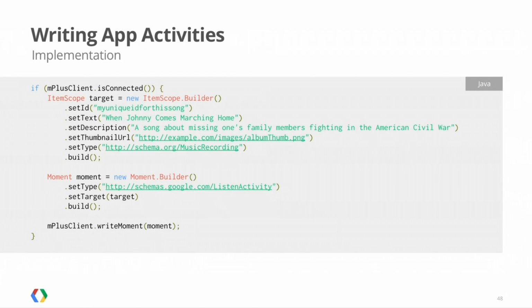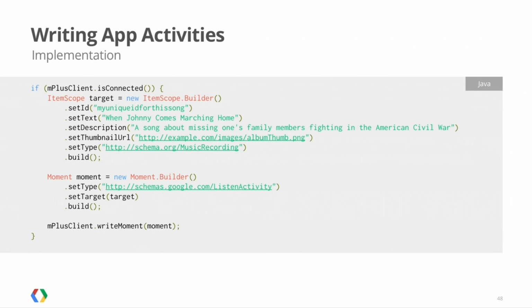Now that we have the content configured, we'll create a moment that has an activity and the content. So since we listened to the song, we can write a listen activity. Now it's really important that this listen activity, we mentioned it on an earlier slide when we were configuring our Plus client. This way, Lee has already consented to send listen activities to Google, so we know that we can write these activities in a passive way. We build the moment, and then we call write moment.